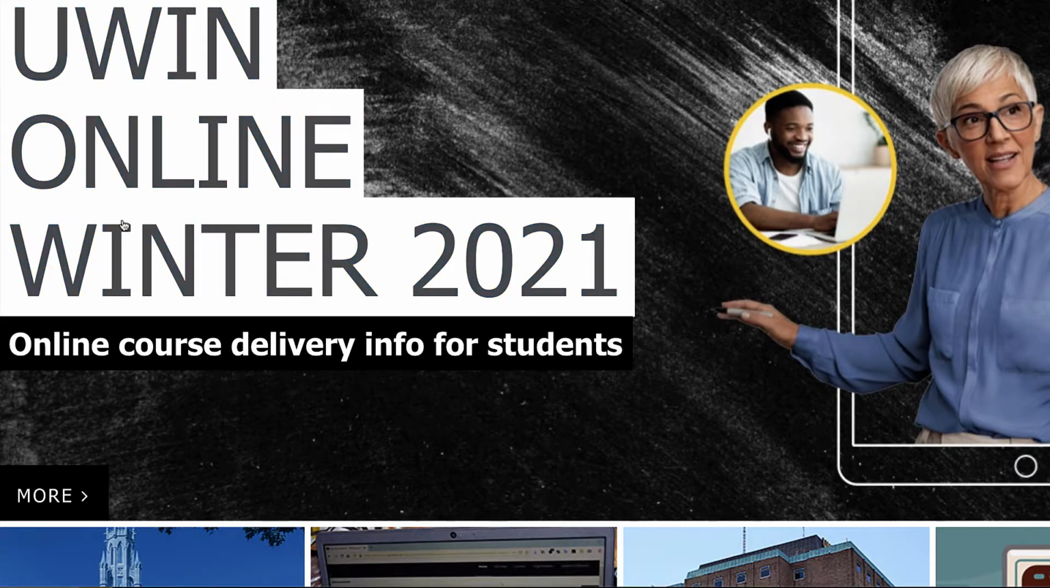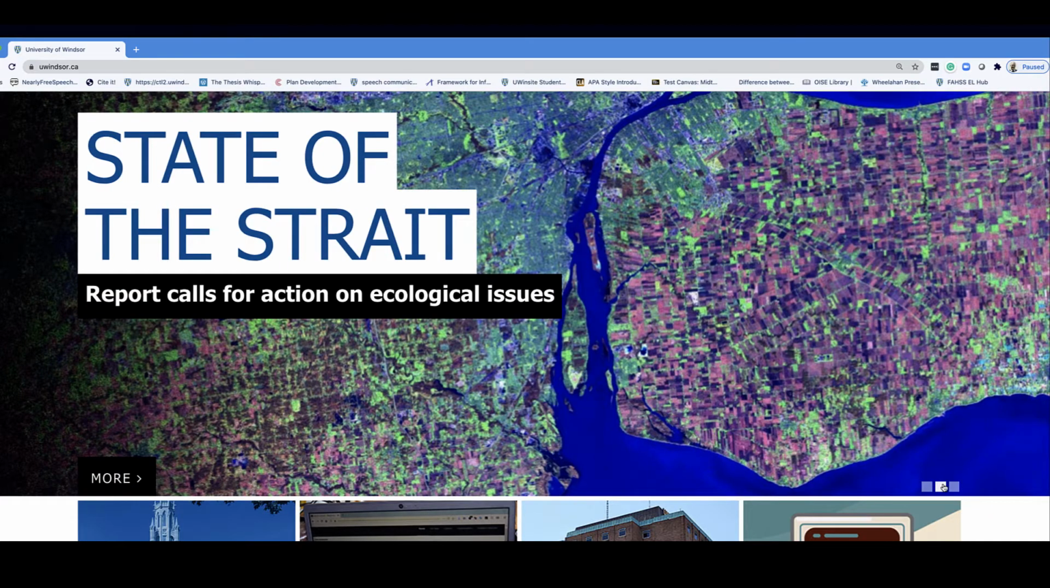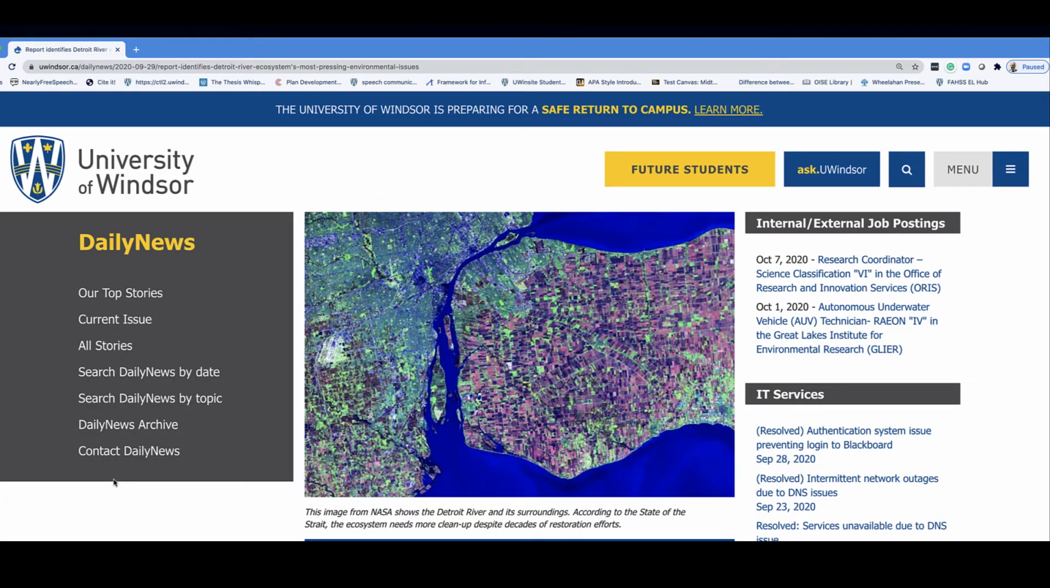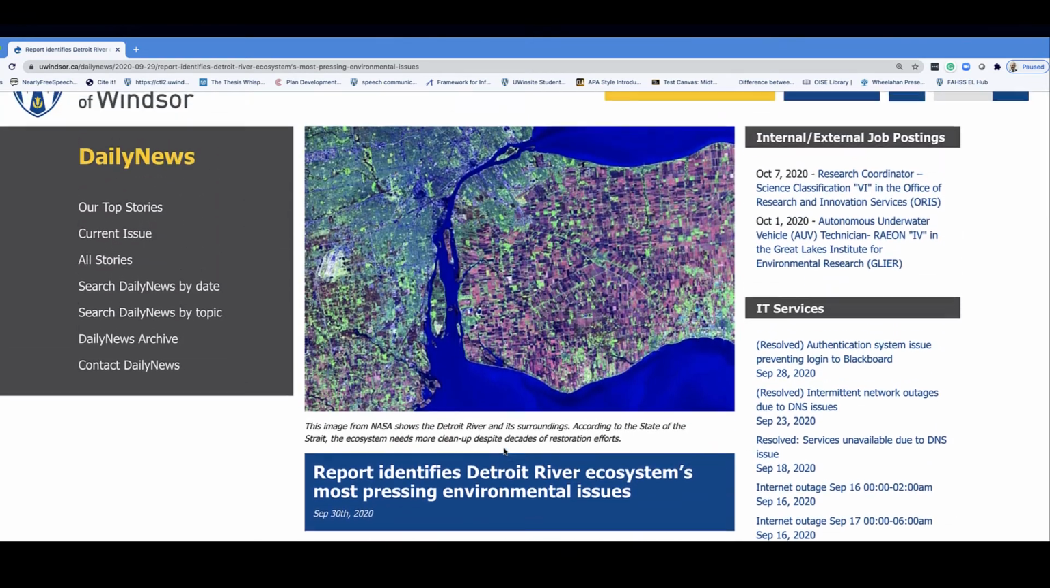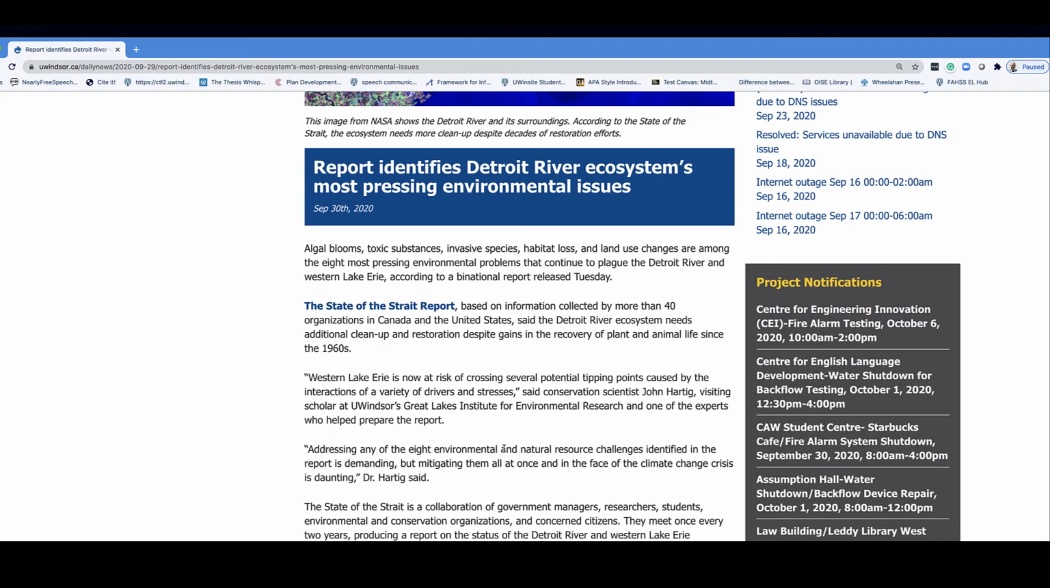Hero images flash across the main banner. Typically, when you click on a hero image, it brings you somewhere to get more information. In this case, we have a button here. It says more, and we've arrived at this hero image website, and the conversion, let's call it awareness for this report, which identifies the Detroit River ecosystem's most pressing environmental issues.